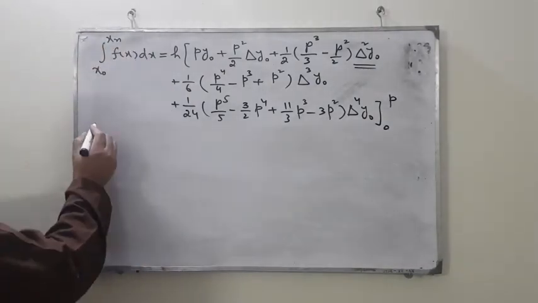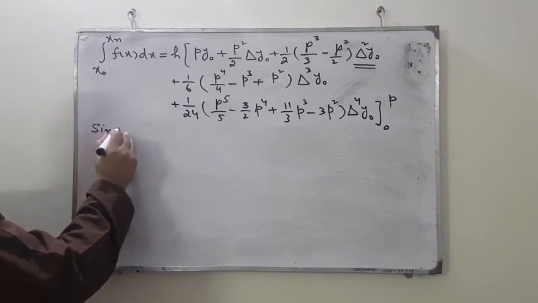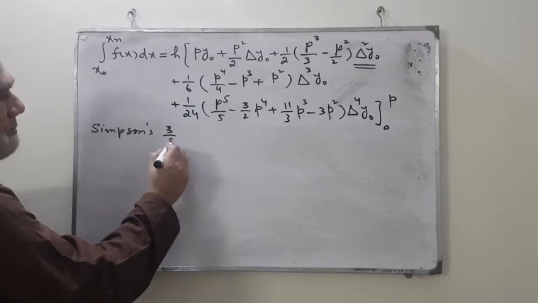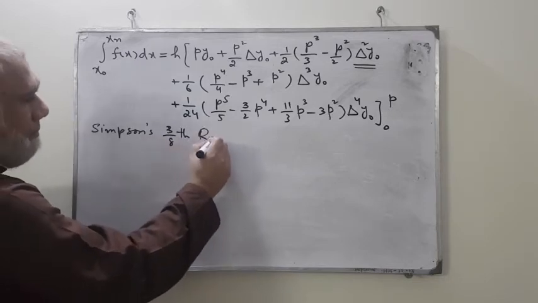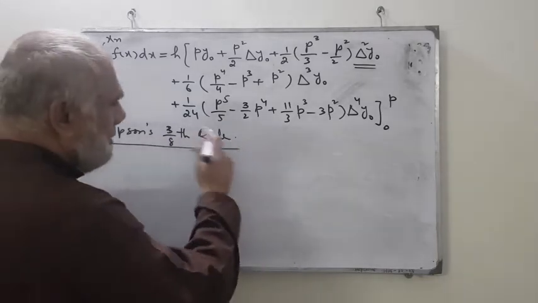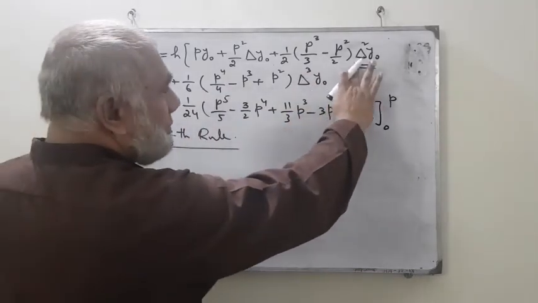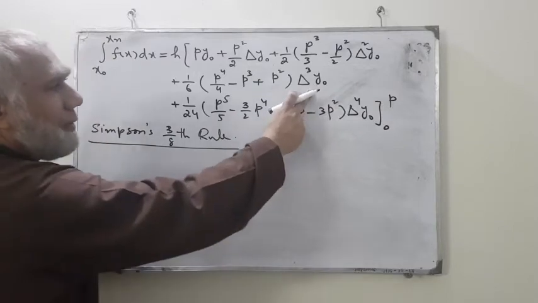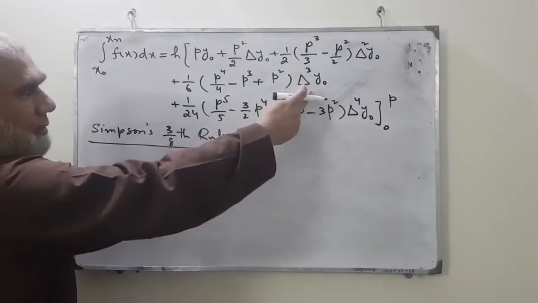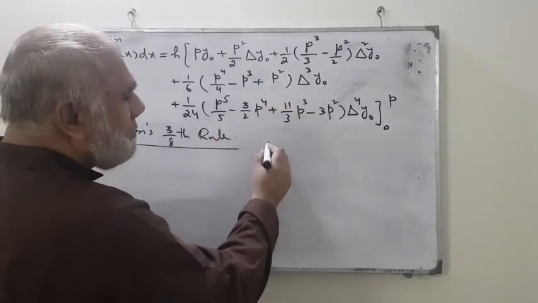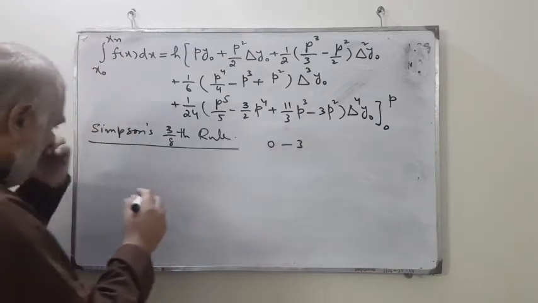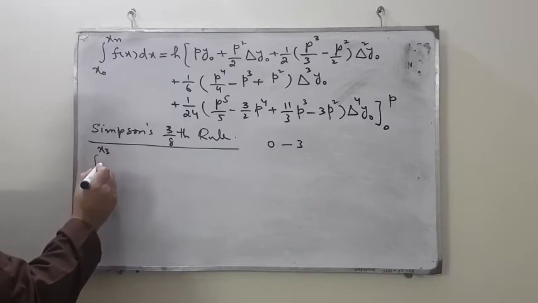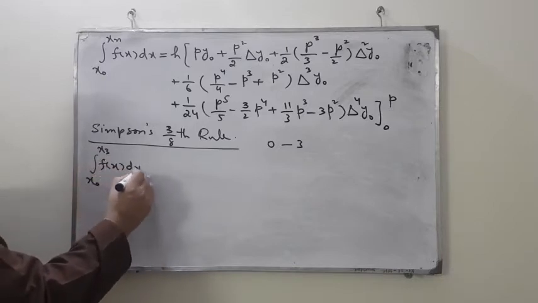So for the Simpson's 3/8 rule, here we put the restriction. In the Simpson 1/3 we have truncated it up to the second order difference. Now we are going to truncate it up to the third order difference and taking the limits from 0 to 3. So here we write down the result: the integral x0 to x3 f(x) dx.